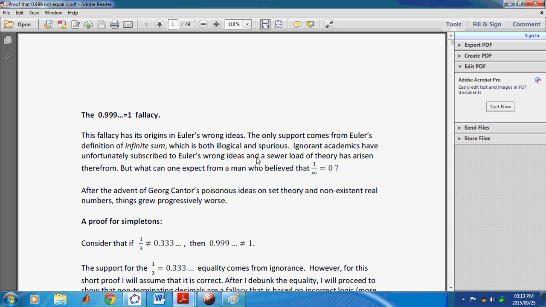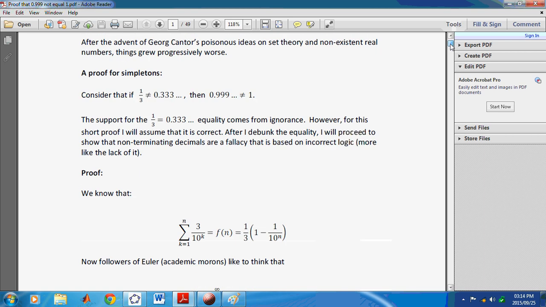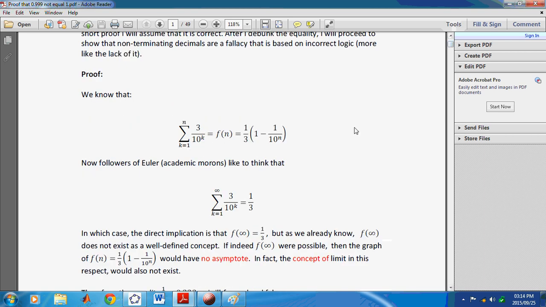So obviously Euler was on the wrong track, and these ideas permeated mathematics, and we had George Cantor, who came along and made matters a lot worse. And so things progressed to the point where modern academics just went from bad to worse. And so today we have this wretched concept where students are told that 0.999 repeating is equal to 1, and of course nobody ever believes it at first sight, and many never believe it, for good reason.